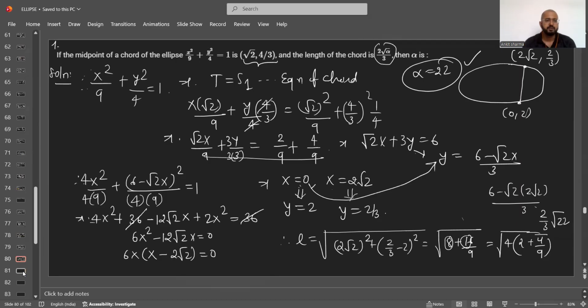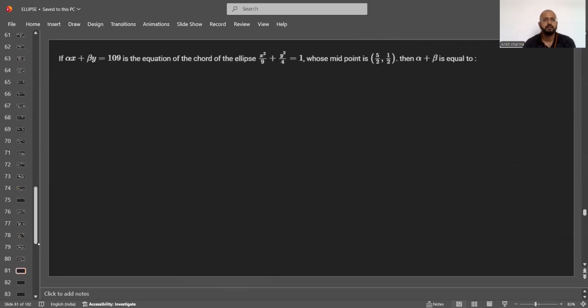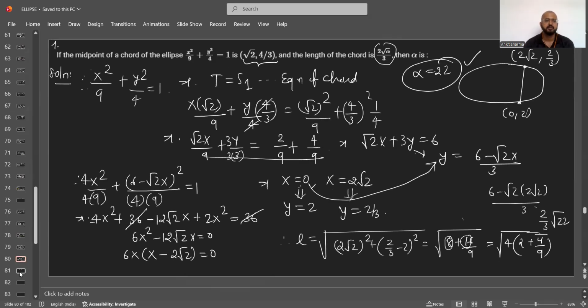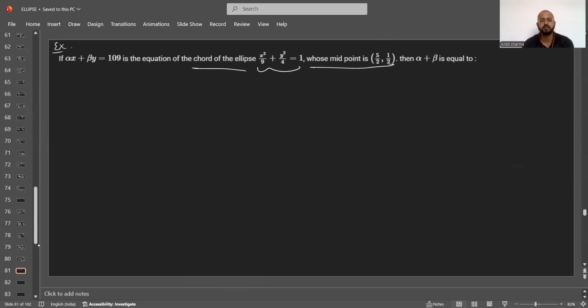Let's move to the next question. So it is given here that alpha x plus beta y is equal to 109 is the equation of the chord of the ellipse whose midpoint is given. So again, the same story, even the ellipse is the same, I guess. Yes, this is the favorite ellipse of JEE professors.